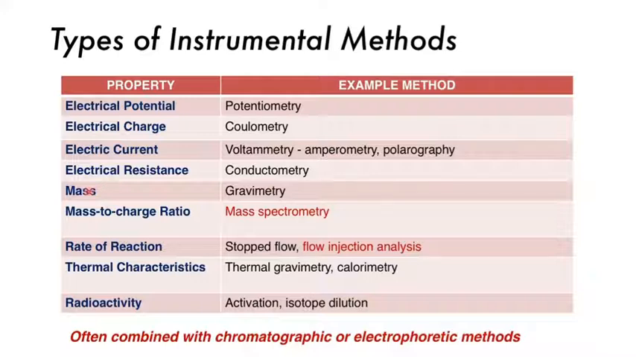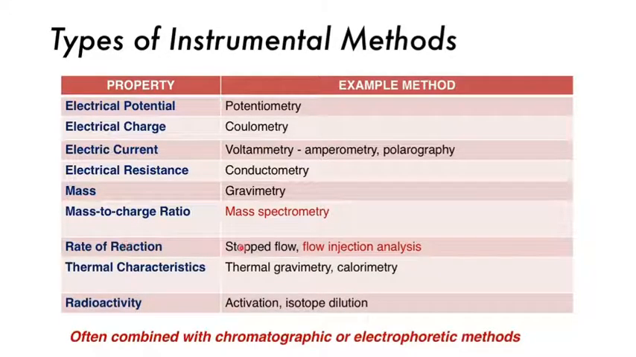We have mass then, so that's gravimetry. This is literally just weighing something. Mass to charge ratio, mass spectrometry. So seeing how much of a particular fragment of something is present. So for example, in mass spectrometry, what happens is that the sample gets destroyed, and then we measure how much of a particular size of fragment is present. So if it has a mass of 15 atomic mass units, we might say it's something like a methyl group, which is a carbon and 3 hydrogens.